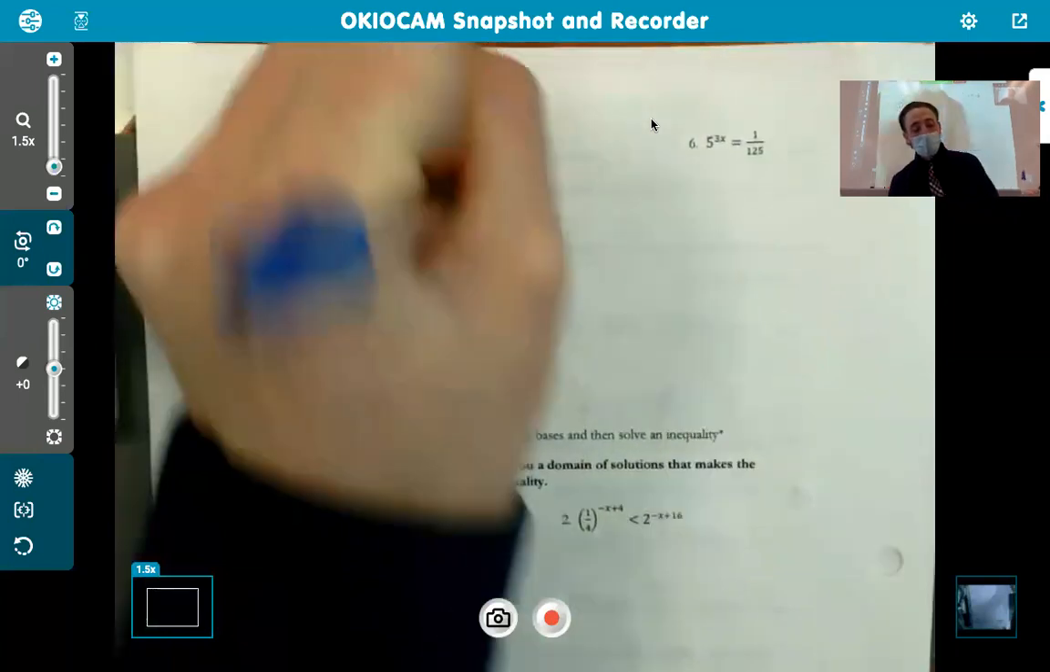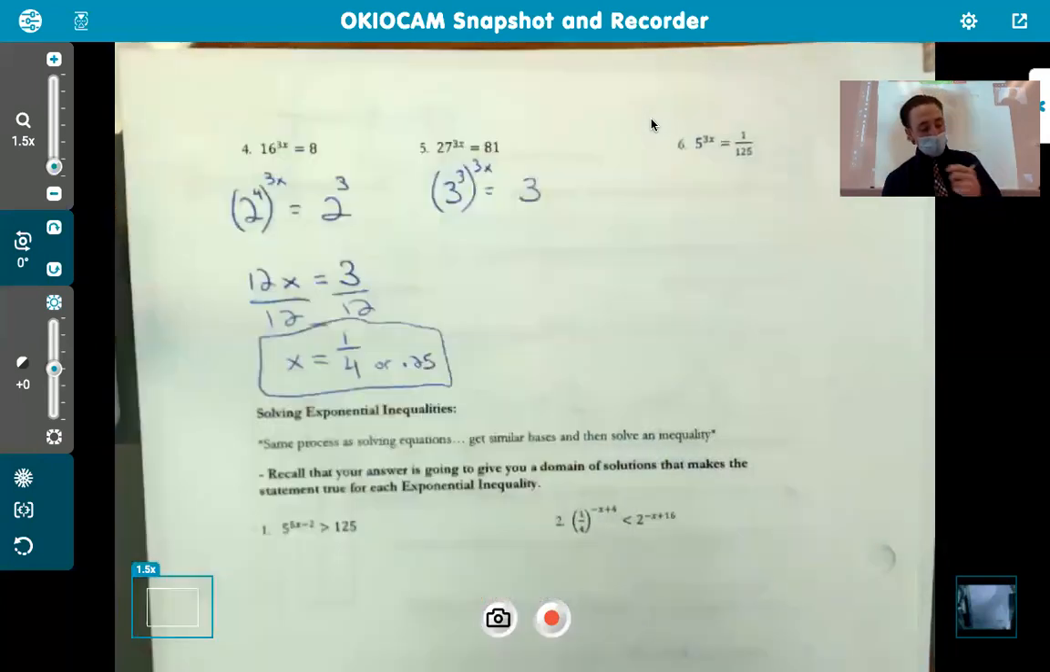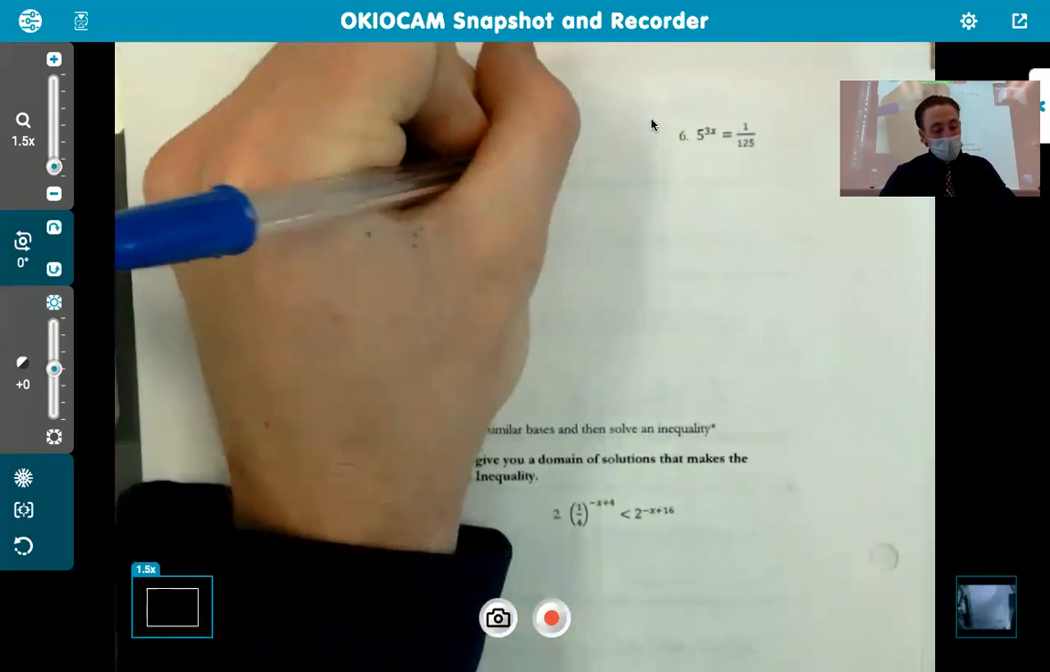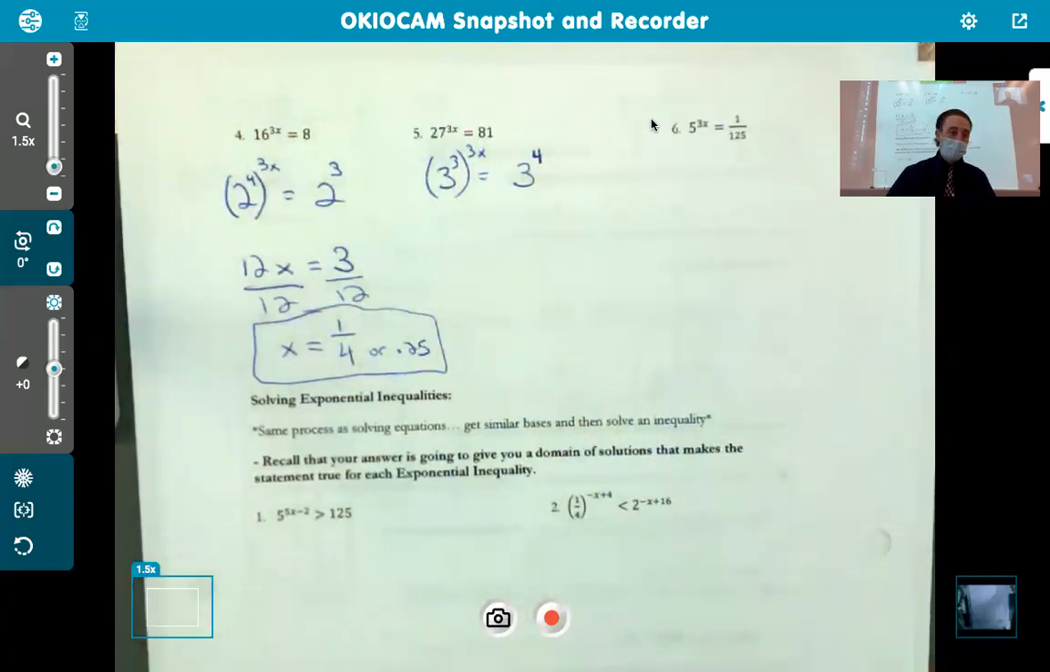And what else is left over there on my left-hand side? 3x. On the right-hand side, 3 to what power gives me 81? 4th power. We need to make sure that we are studying and really understanding our exponents here. All right. You have to use any resource you can to get that. That's fine.